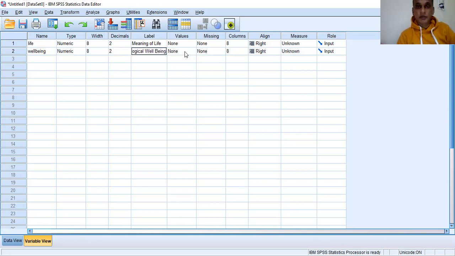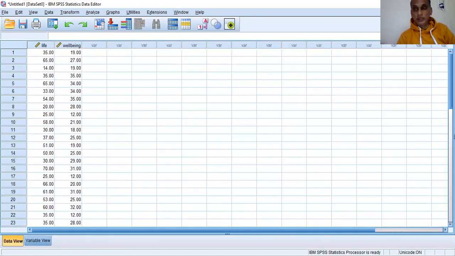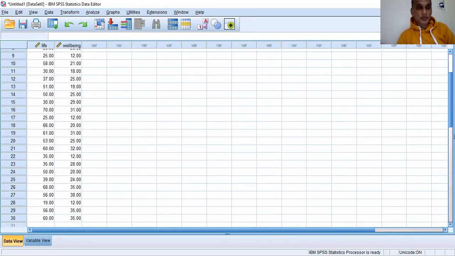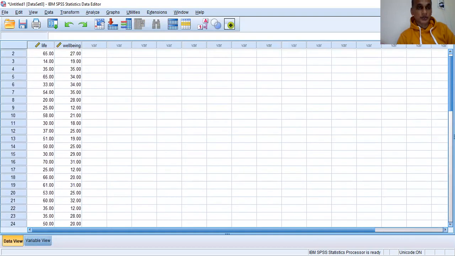So that's there. Values need not be mentioned here, because we know the measure in both the cases happens to be scale. So that's the measure we are having. If you look at the data view, this is what the data view is before us now. This data view has all the values.